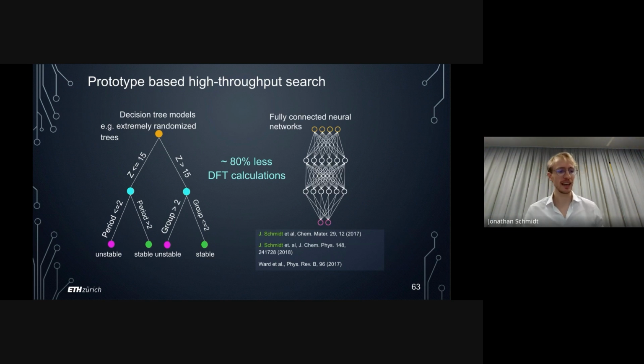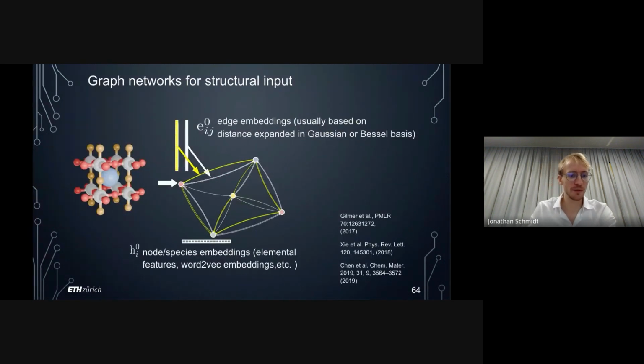But of course, this only works for one prototype. And then we cannot scale with data or compute in any way because we need a new training set for every prototype. And so we need some models that are universal in terms of composition and prototypes. And this is where we get to graph neural networks, that we already had a little bit in the last talk. So we map each atom to a node in our graph. And then, depending on the distances between our atoms, we will have connections, and we'll have edges in the graph.